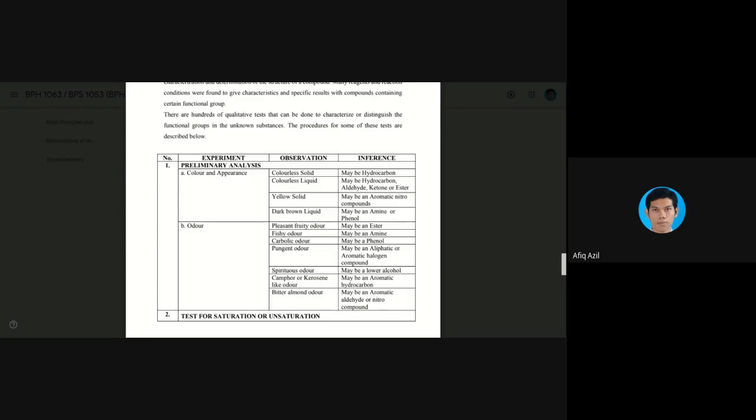And then for phenol, it will be carbolic. And then if you smell your sample a little bit pungent, then it could be an aliphatic or aromatic halogen compound, or hydrocarbon that contain halogen. And spirituous, so it could be alcohol. So lower alcohol meaning ethanol, methanol, propanol. So those are considered to be lower alcohol.